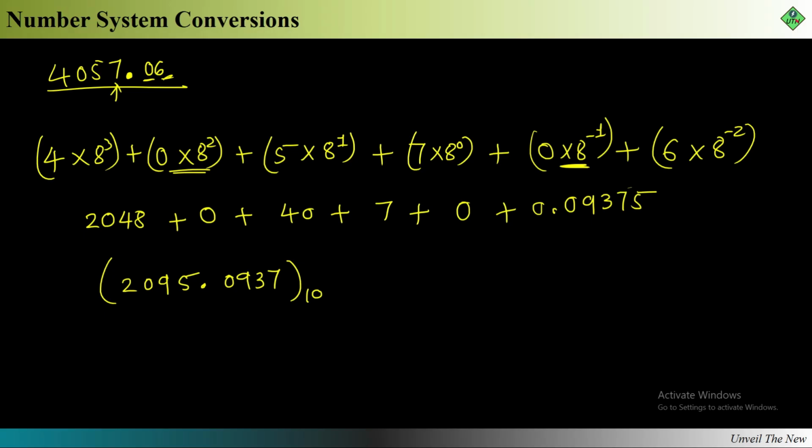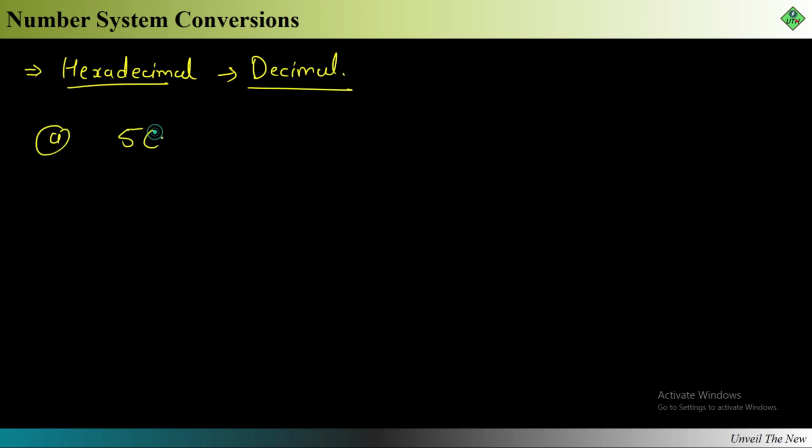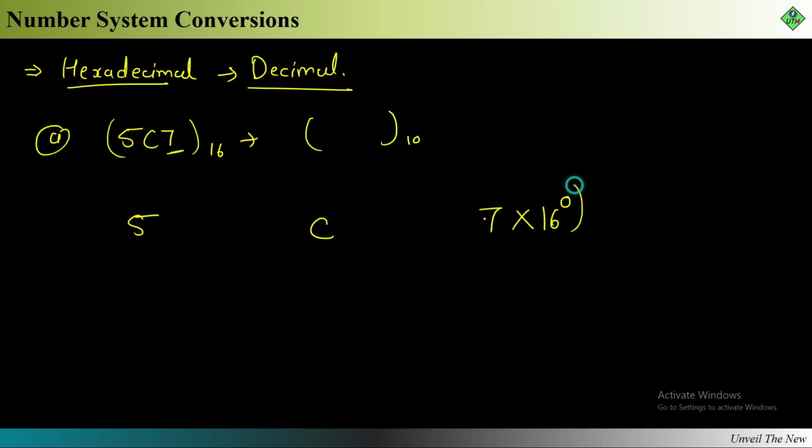I hope with these two examples you clearly understand how to do the conversion from octal to decimal. So now let's do hexadecimal to decimal. Very easy thing, the same method we will follow. Let's take one simple example, 5C7. This is my hexadecimal number that I want to convert to decimal. The simple thing I will do is write down the digits: 5, C, 7. Now 7 is the last, so we will multiply it with 16 raised to 0.